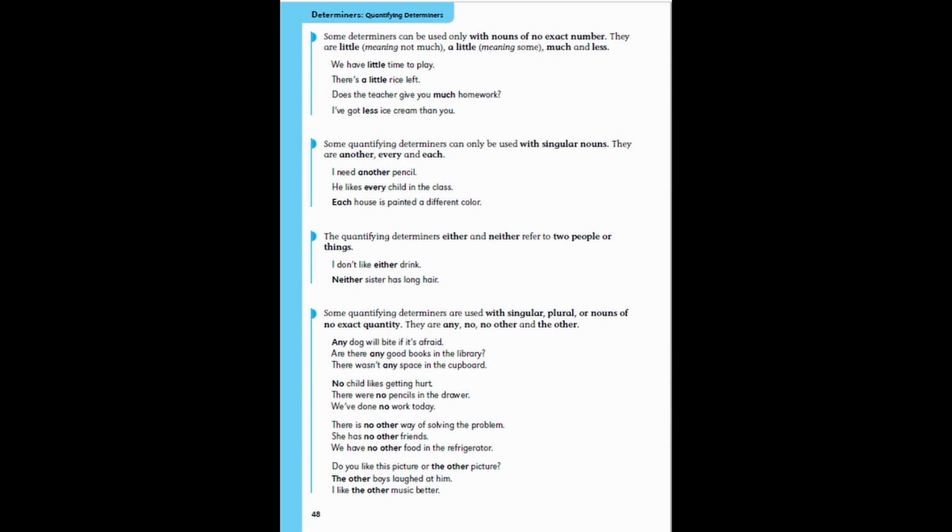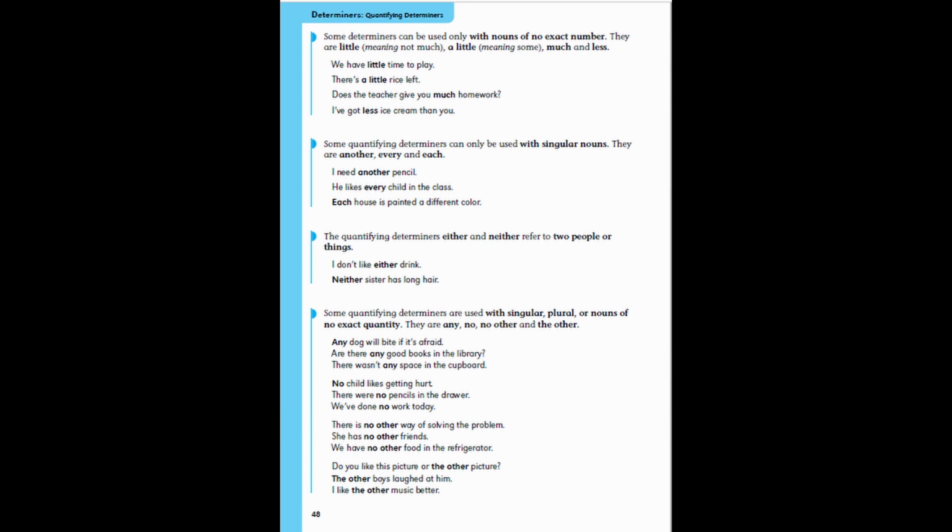Some quantifying determiners are used with singular, plural, or nouns of no exact quantity. They are any, no, no other, and the other. Any dog will bite if it's afraid. Are there any good books in the library? There wasn't any space in the cupboard. No child likes getting hurt. There were no pencils in the drawer. We've done no work today.